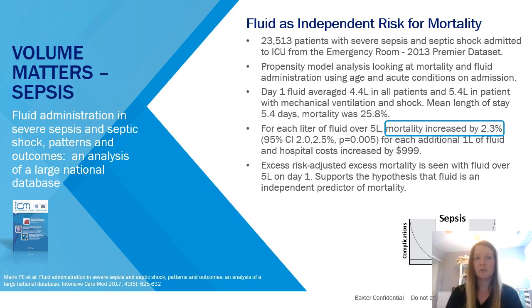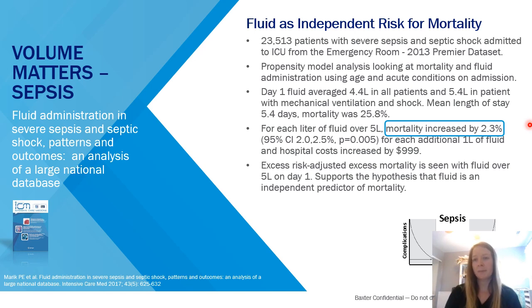Now, this was a study done in 2017 by Paul Merrick, and he wanted to see the correlation between IV fluids given and mortality in our septic shock population. This was done from the 2013 Premier database. Almost 24,000 patients were included in this study. What it showed is that on day one, every single liter additional over 5 liters independently increased mortality by 2.3%. Now, that is huge.